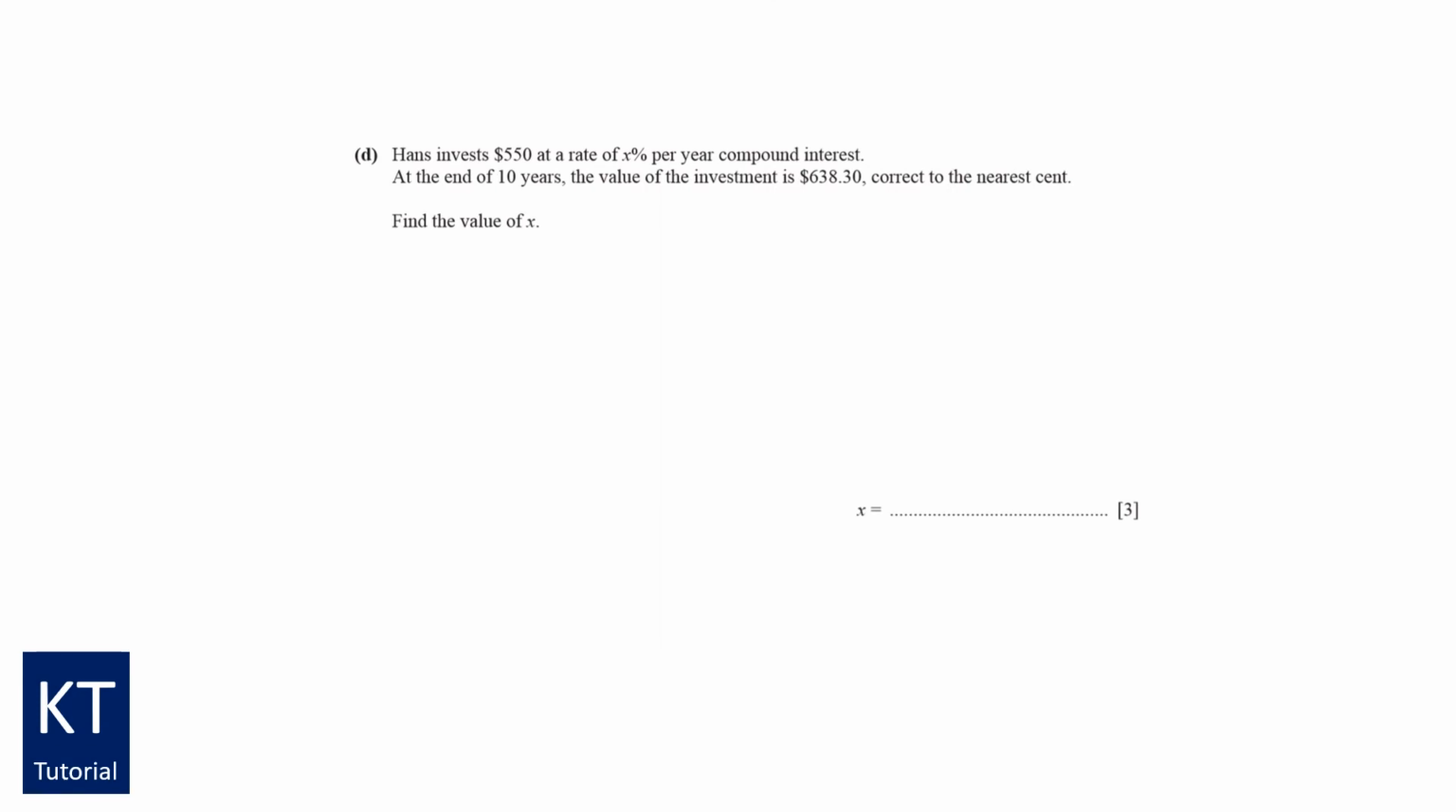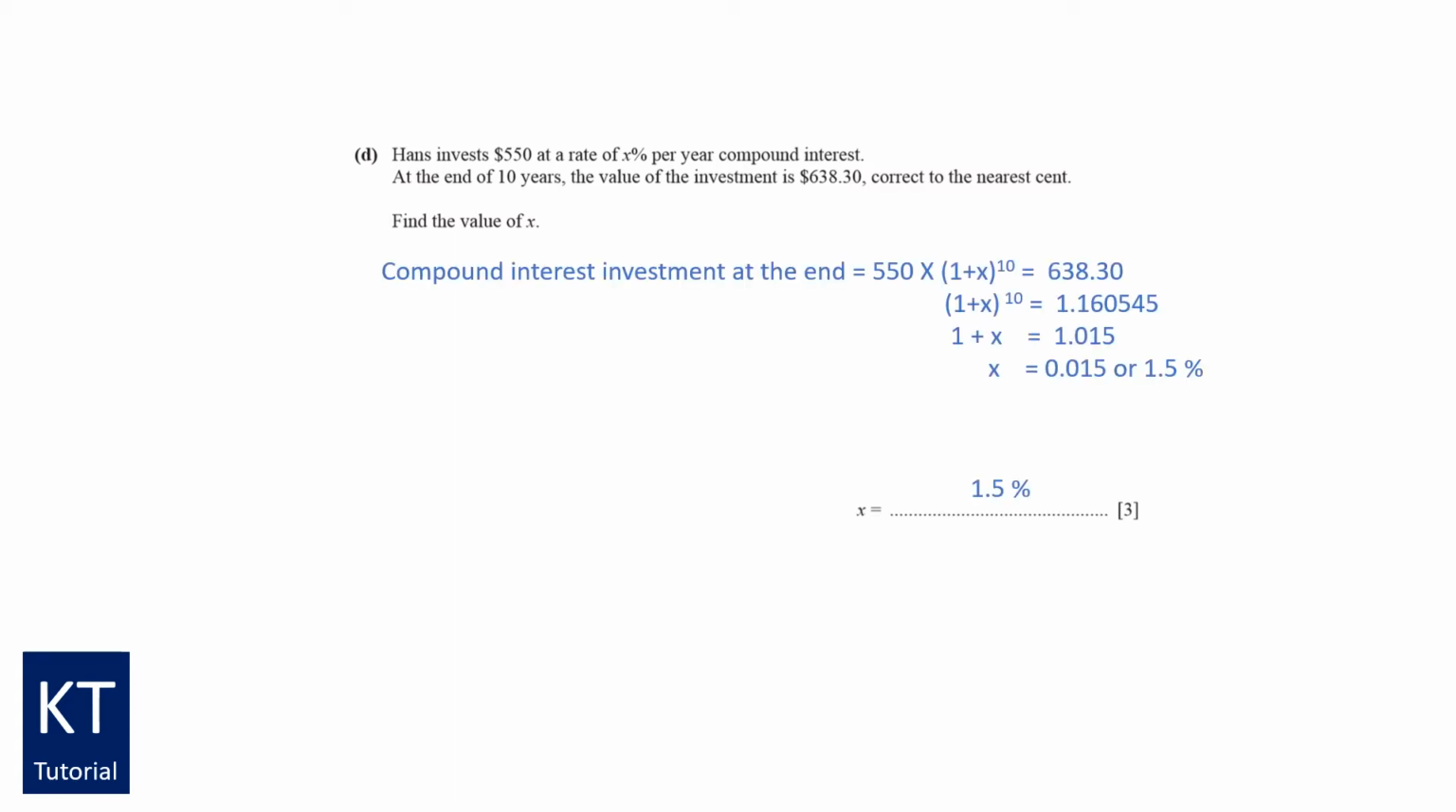Question 1d. Hans invests $550 at a rate of x% per year compound interest. At the end of 10 years, the value of the investment is 638.30, correct to the nearest cent. Find the value of x. This would be equating 550 times the entire (1 plus x) to the power of 10 to 638.30. Then solve for x.